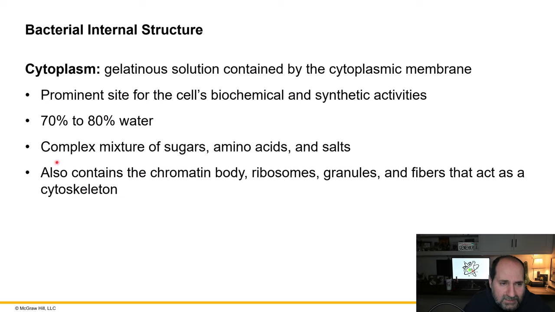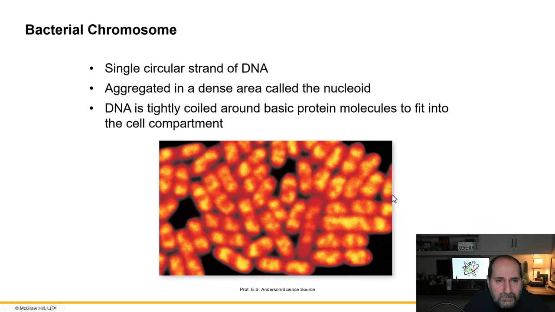This cytoplasm, I refer to it as the fluid inside of the cell, but it's a complex mixture of sugars, amino acids, and salts. There's also a chromatin body, the nucleoid. There are ribosomes floating around in the cytoplasm, granules, and fibers. Here you can see the bacterial chromosomes inside of the cell. Remember that bacteria have not chromosomes, plural, but a single circular chromosome. Bacteria have a single circular strand of double-strand DNA, and that DNA exists as a tightly coiled complex inside of the cell, known as the nucleoid.